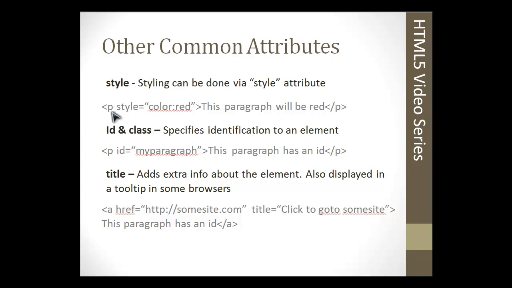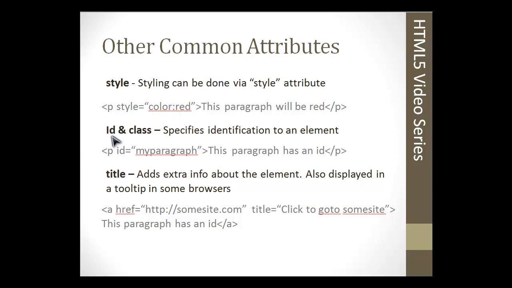We have a P tag, which is a paragraph tag, wrapped around the text. This paragraph will be red. And we have the style attribute, which is the name, and then we have the value, which is color red. Now this is a style selector, color. There are many different kinds: there's background color, there's width, height. We'll get into that in a later section.